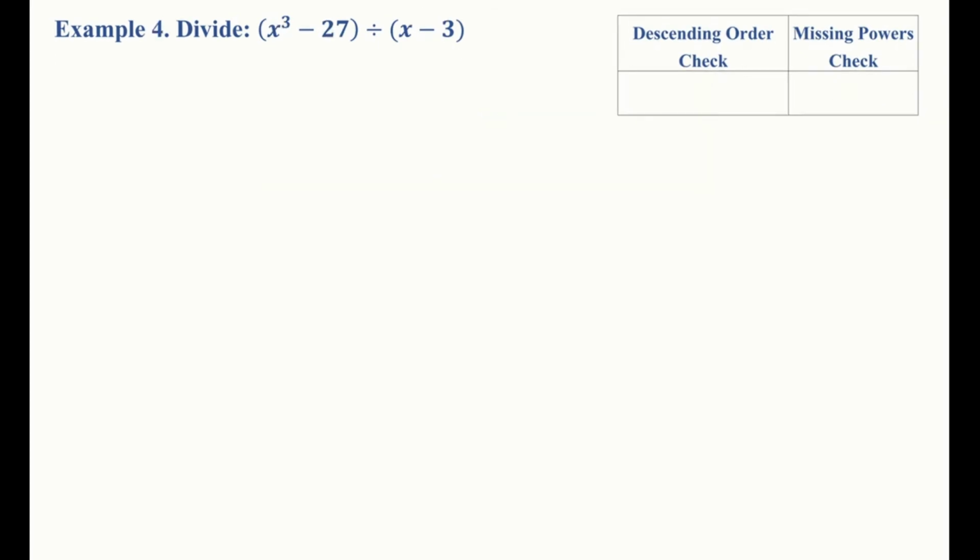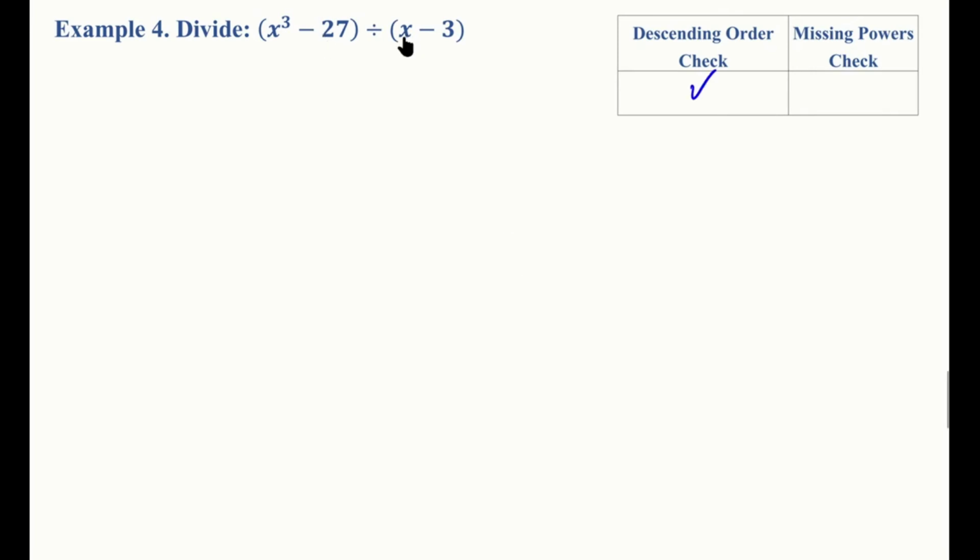All right, so here we have another one with some missing terms. Go ahead and try this on your own and then come back. All right, so let's go ahead and do a descending order check. We notice that both the dividend and the divisor are in descending order. The dividend is going from a third degree term to a zero degree term, the divisor from a first degree to a 0 degree. So yes, they're both in descending order.